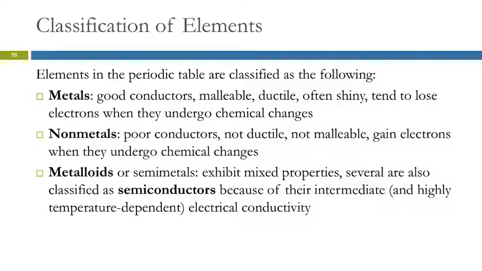Nonmetals can't do that. They are often shiny and they tend to lose electrons when they undergo chemical changes. The nonmetals tend to be poor conductors, not ductile, not malleable. They tend to gain electrons when they undergo chemical changes. Then the metalloids have mixed properties. Several of them are classified as semiconductors because they have an intermediate electrical conductivity.